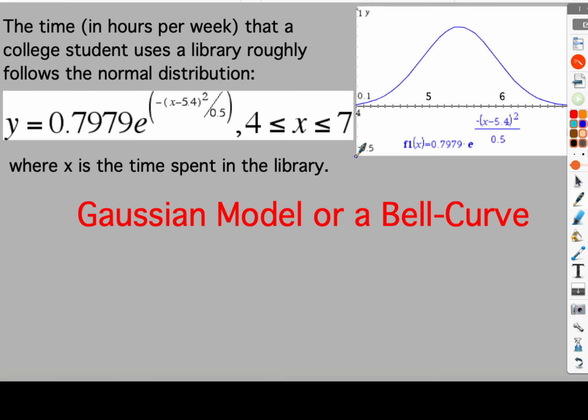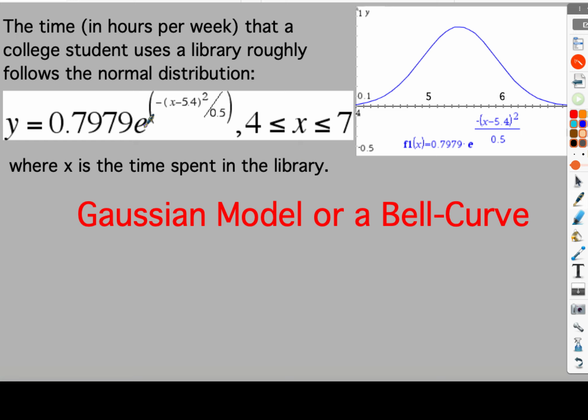Now, that's not the only type of model that we can use with exponentials. So at the end of this video, we'll just go over a couple of other models. One model that uses some exponentials would be a Gaussian model, or what we often call a bell curve in statistics. A Gaussian model talks about the average of something. The high point of this would sort of be the average. So the time in hours per week that a college student spends in the library roughly follows this, what we call a normal distribution, a bell curve, a Gaussian model, where X is the time spent in the library.